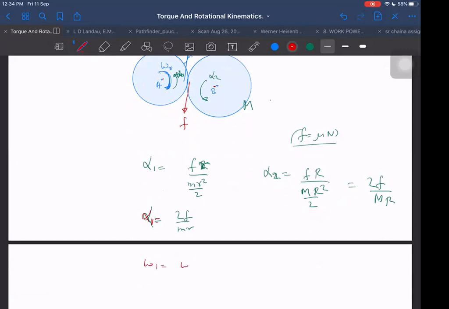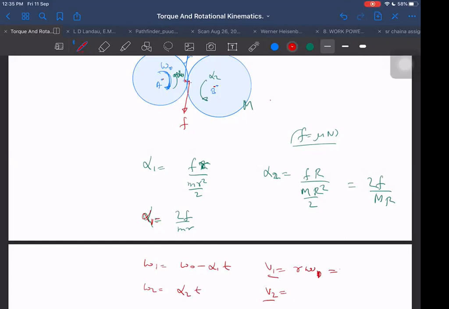Omega 1 will be equal to omega 1 not minus alpha 1 into t, and omega 2 will be equal to alpha 2 into t. Both V1 will be equal to small r into omega 1. No, this will not be equal. V2 and V1 will be equal at last when they attain the same. When the sliding stops, then their velocities will be equal. So I have to not equate omega 1 and omega 2, but I have to equate V1 with V2.